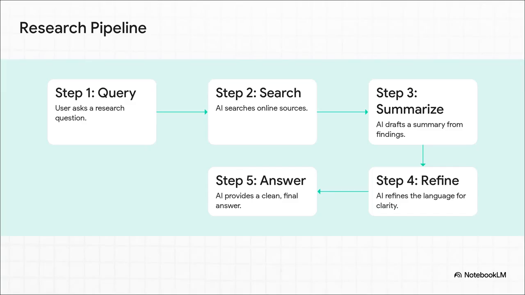Okay, let's take that big, complex research question from before. In a LangChain pipeline, the user's question is the first input. That query gets passed to the first station, a web searcher. The search results that come back are then handed off to the next station, a summarizer. Then, that raw summary gets passed to a language refiner to get polished up, and finally, that clean, polished answer is delivered back to the user. See? Every single step is its own module, all connected together in a seamless chain.